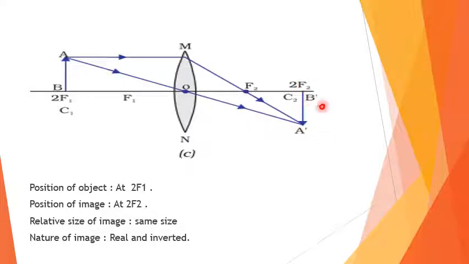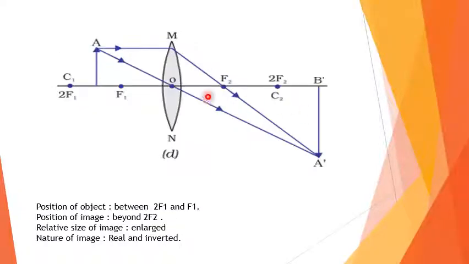And what is the size? It is the same size as that of the object. Object and image are of the same size. It is real and it is inverted. Next one. Now we bring it still closer to the lens, and now it is in between F1 and 2F1. One ray parallel to the principal axis, after refraction passes through the focus, another ray passes through the optical center. Wherever they meet, we get the image.